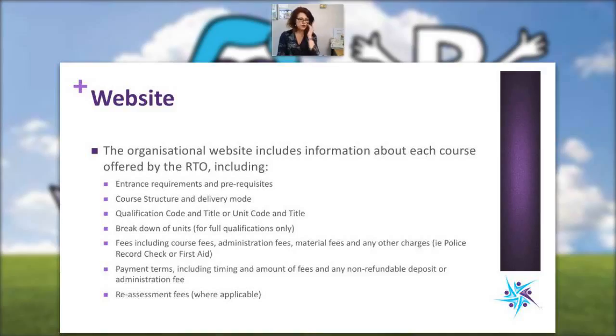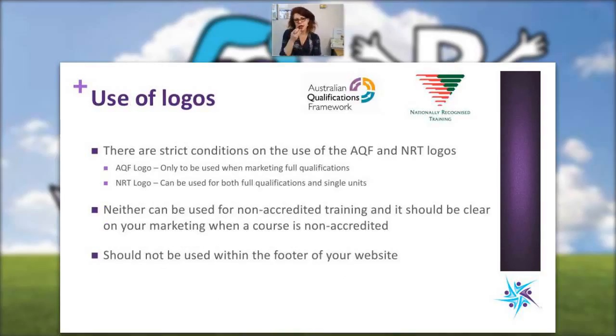It should also include the course structure and delivery mode, training code and title, unit code and title, and a breakdown of the units for full qualifications only. So if you're doing a full qual, what's the breakdown of the units? So how are you going to deliver them? Fees, including course fees, marketing fees and material fees, need to be clear up front. And payment terms, including timing and amount of fees, and any non-refundable deposit, reassessment fees and things like that. That's what should also be on your website.